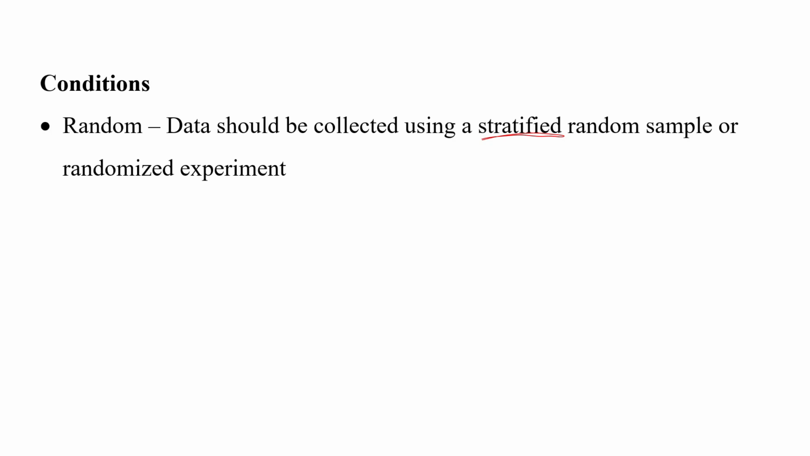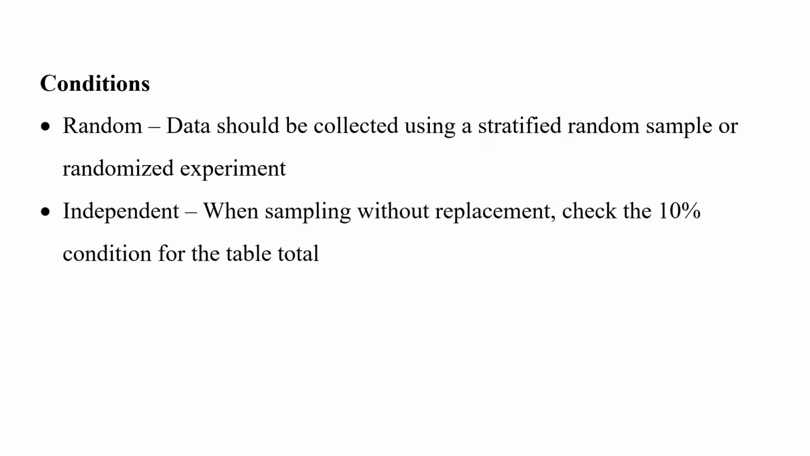So yes, we're still taking a random sample, but it's just going to be a stratified random sample. You can also have a randomized experiment where each of your populations represents a different treatment, and you randomly assign to each of those treatments. That is another way to meet the random condition.